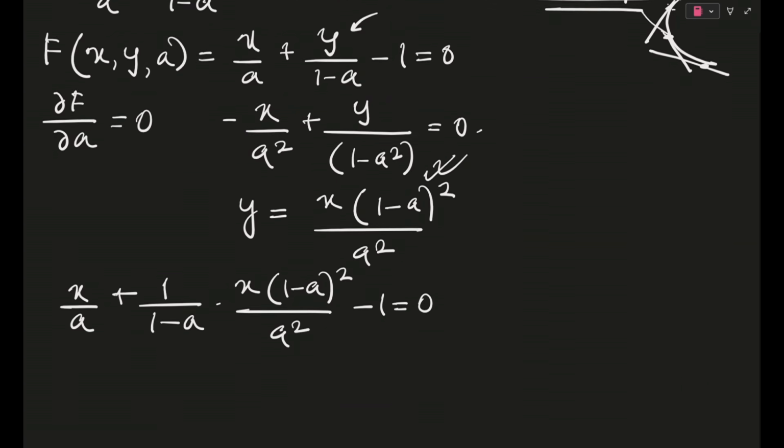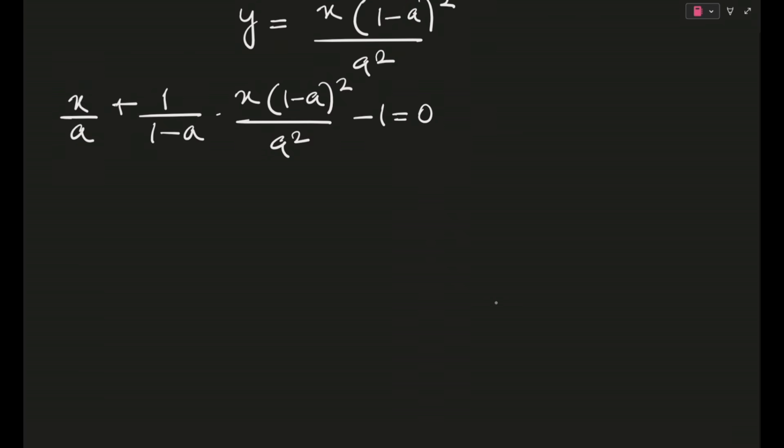I just put it in the function capital F, or you can say I put it in the equation for the family of lines. So if you do a little bit of manipulation, or rather if you multiply the whole equation with a square, then you will get xa plus x into 1 minus a is equal to a square. Okay. So guys, after this, if you take a little bit of common here and there, this will become a plus 1 minus a.